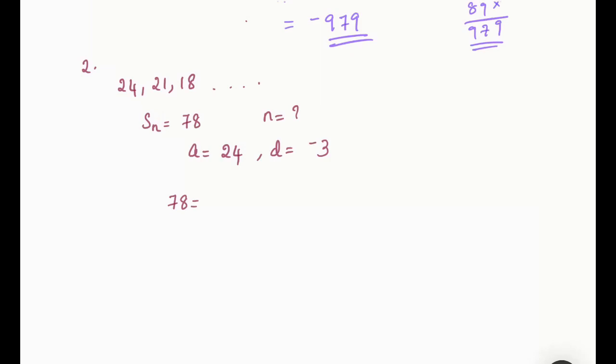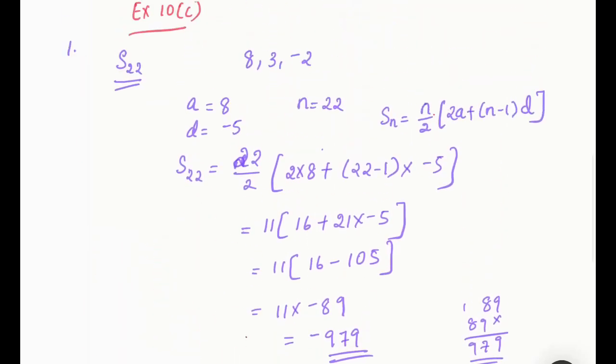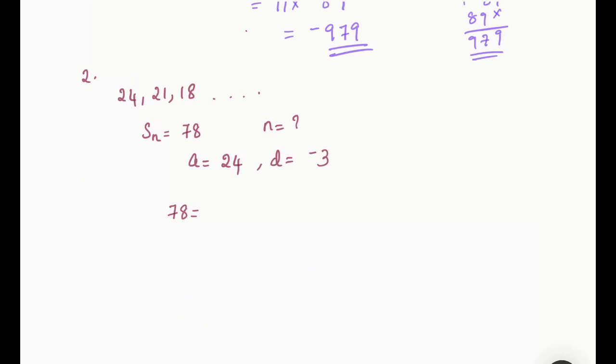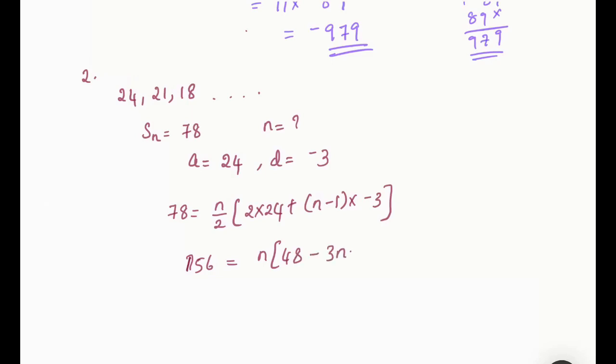78 equals, you all know the formula. We already have written the formula in the previous question. We will be using that same formula here. 78 is equal to, n we don't know, n by 2 into (2 into 24 plus (n minus 1) into minus 3). So 78 into 2 will give you 156 equals n into (48 minus 3n plus 3).